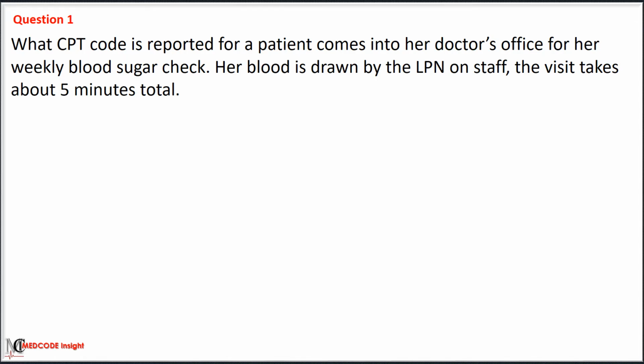What CPT code is reported when a patient comes into the doctor's office for her weekly blood sugar check? Her blood is drawn by the licensed practical nurse on staff. The visit takes about 10 minutes in total. Option A with the code 99202, option B with the code 99211, option C with the code 99212, and option D with the code 93792.